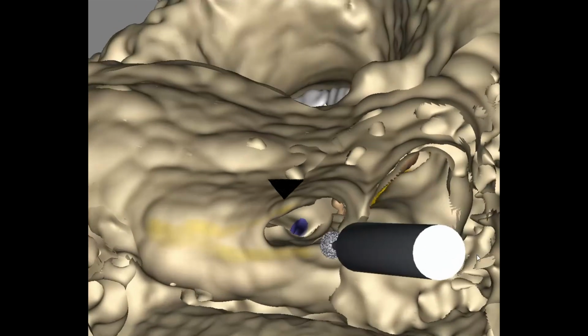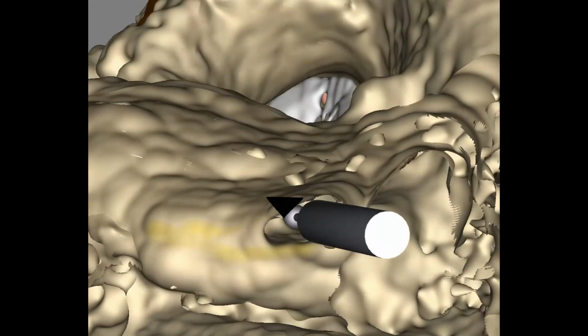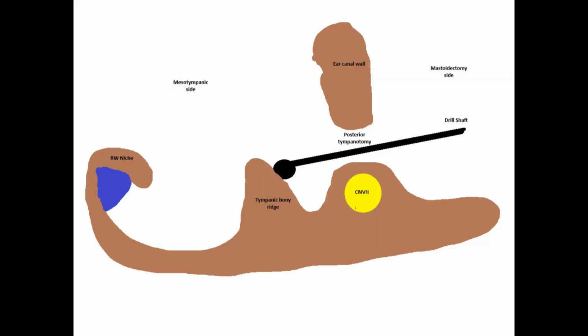When drilling ridges of bone medial to the tympanotomy to gain better access, beware of the shaft of your drill and take care not to inadvertently heat the facial nerve trunk by holding the shaft away from the nerve.